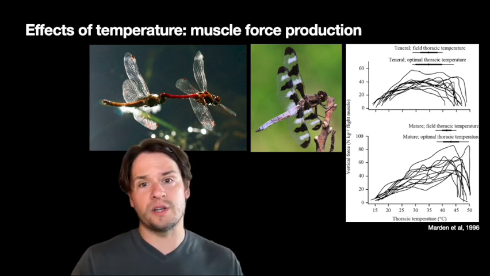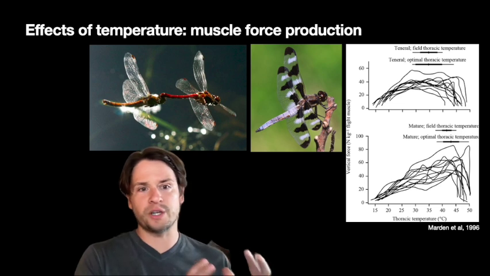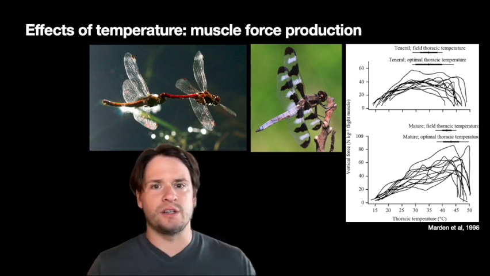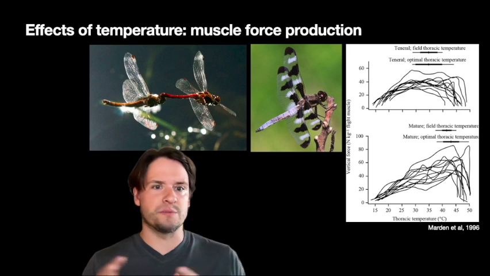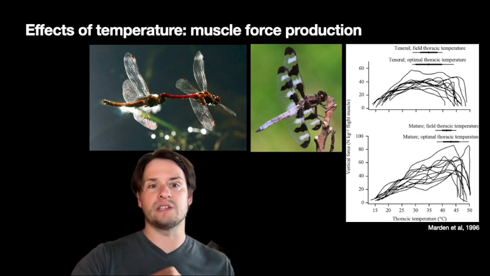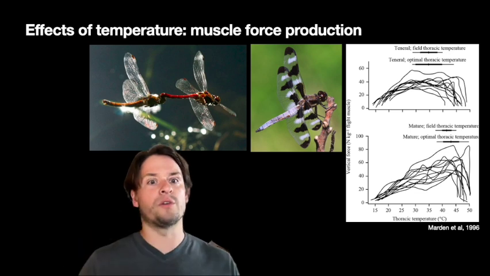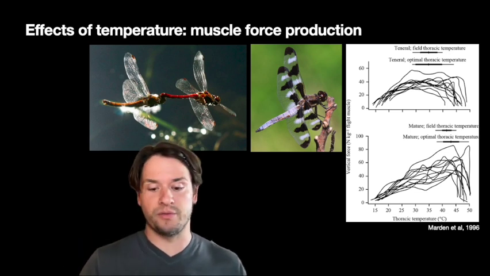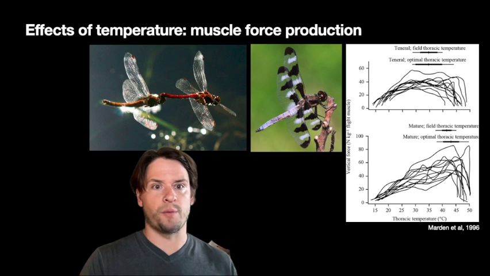So the curves up top there are early, freshly emerged adult dragonflies, and on the bottom is more mature dragonflies. So that can shift developmentally, but in general, we see this sort of steady curve where an intermediate temperature is optimal for performance.